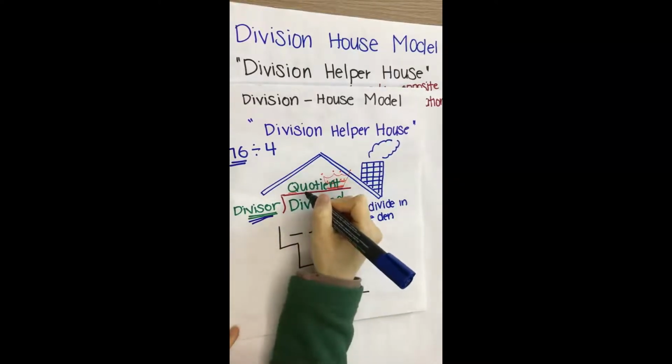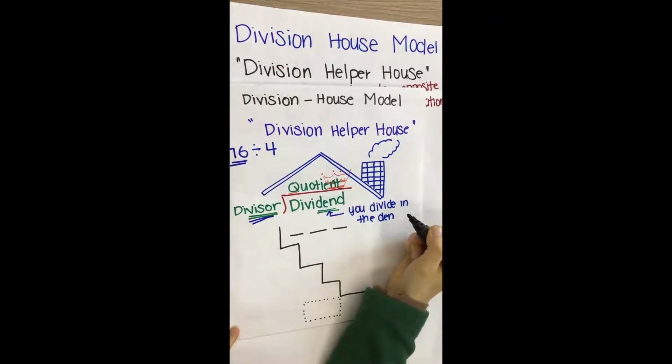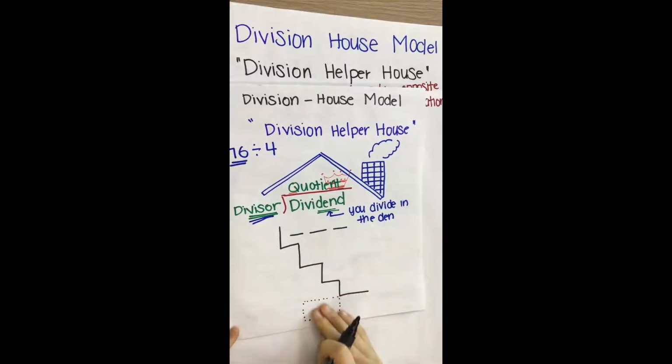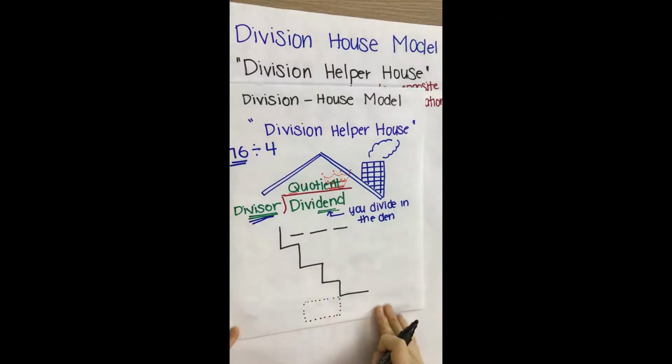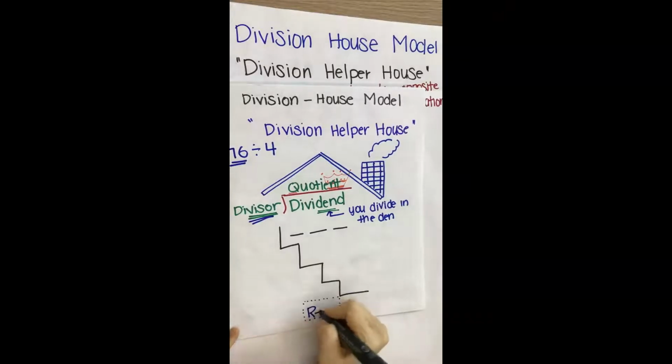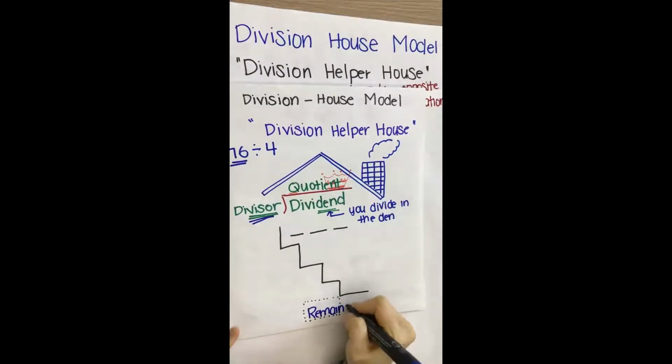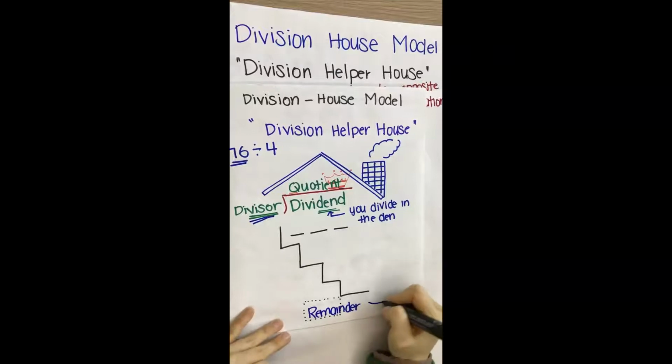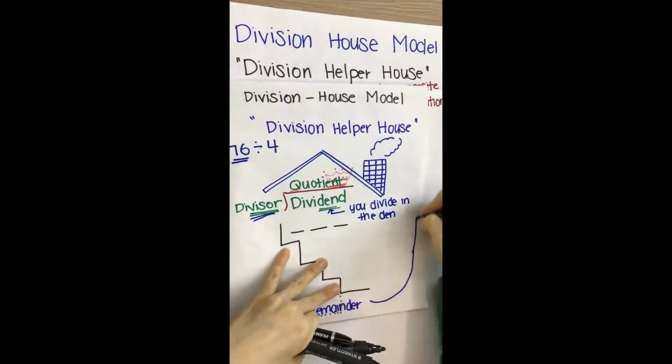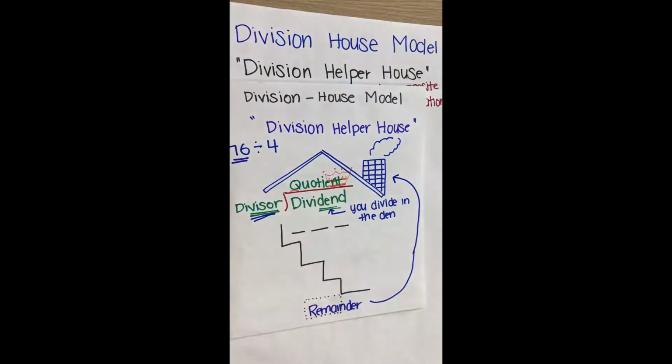Quotient is the result. So quotient is the queen in the attic. And after we've done our math, whatever the remainder we get, it will go up to the chimney.